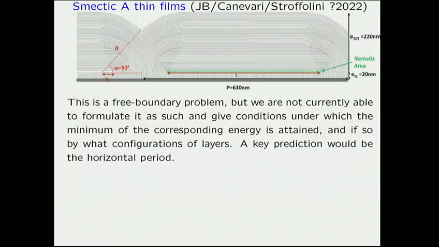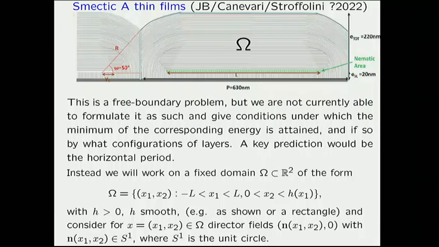And then you'd have a horizontal period, that would be really good. Okay, so instead, we're going to work on a fixed domain. So we're going to imagine that the boundary conditions are given to us. This is our omega, so it's going to be x1 between minus L and L, and x2 is going to be between 0 and some h of x1. h is going to be positive, smooth, e.g. as shown, or a rectangle. We're going to consider for x in omega, so omega is going to be a two-dimensional domain, so we're going to do a two-dimensional theory. We're going to consider director fields with the third component 0. So n is going to be just depending on x1 and x2, and it's going to be in S1 now, because this has to be in S2.